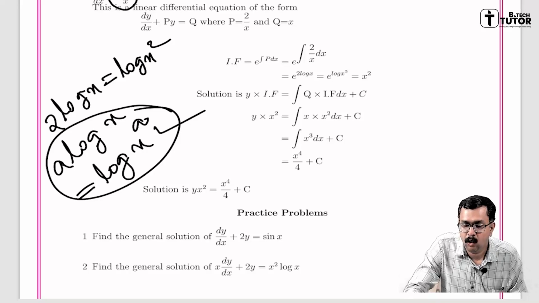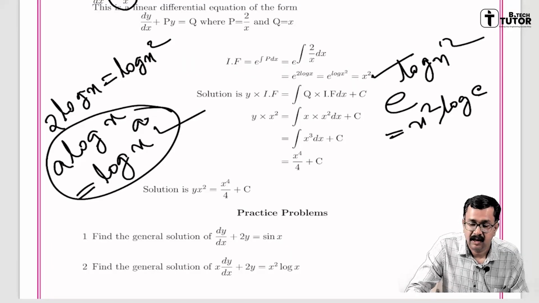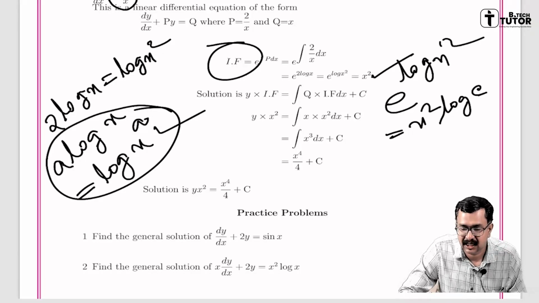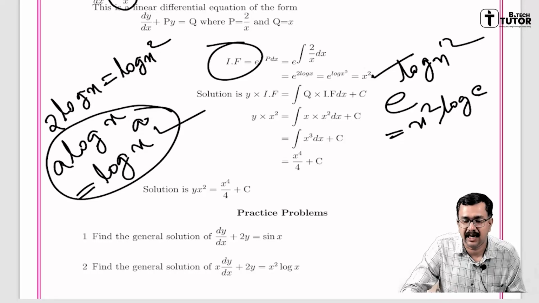Here is log x square. Then we are applying e raised to log x square. e raised to log x square means x square into log e, that is x square. Okay, first we find out the IF, integrating factor. Integrating factor here is x square.